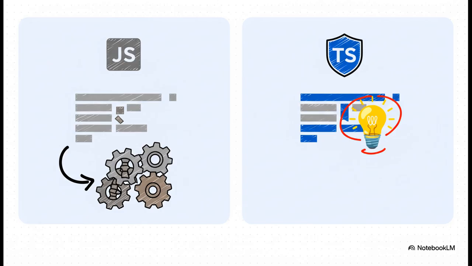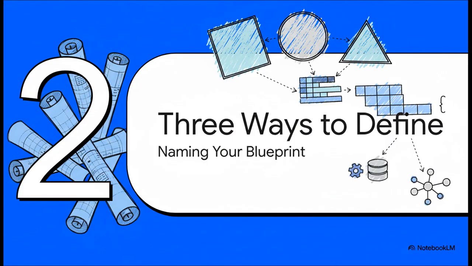Now look at the right. TypeScript sees that and immediately throws a flag. It's like having a little helper on your shoulder saying, whoa, hold on, that colour property doesn't exist. Did you maybe mean color? And just like that, a bug is squashed instantly instead of being discovered by an annoyed user.